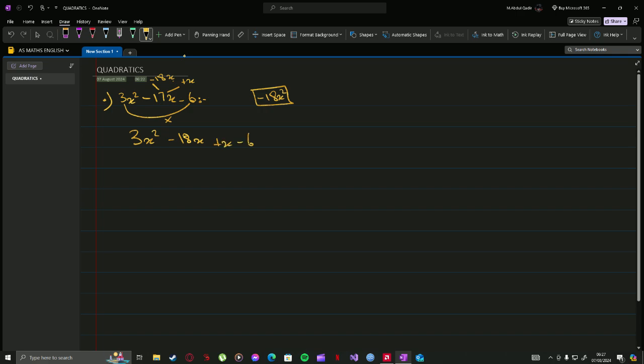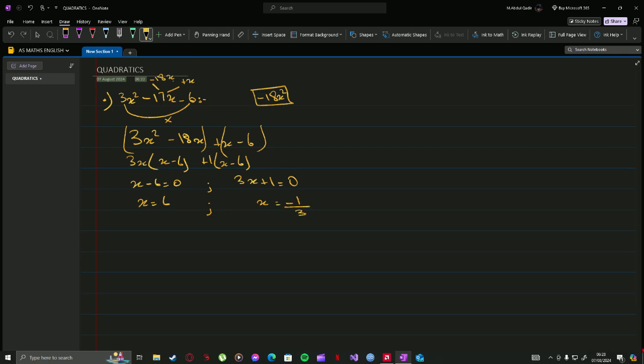Now if we take these two common and these two common, we can say that 3x is common in the first two, so 3x times (x minus 6) and plus 1 times (x minus 6), because nothing else can be taken common. All right, so one term would be x minus 6 equals 0. The other term would be 3x plus 1 equals 0. So x would be equal to 6 in the first term, and x would be equal to minus 1 over 3 in the second term.